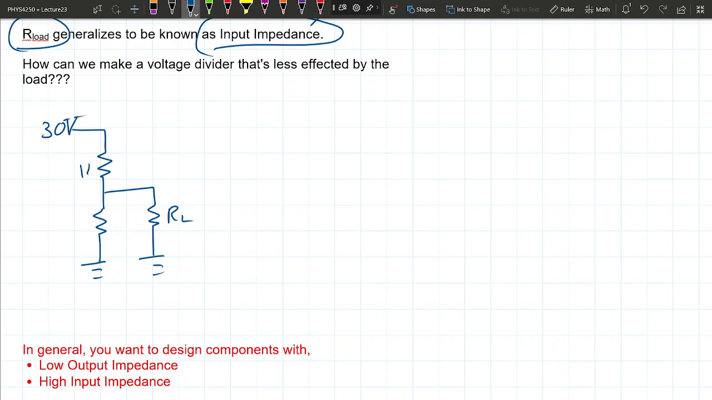Let's say I put a 1K here. And the load is still the same, it's still 10K, right? What's going to happen is that you're going to get like 3 volts out of here. You can try this yourself.